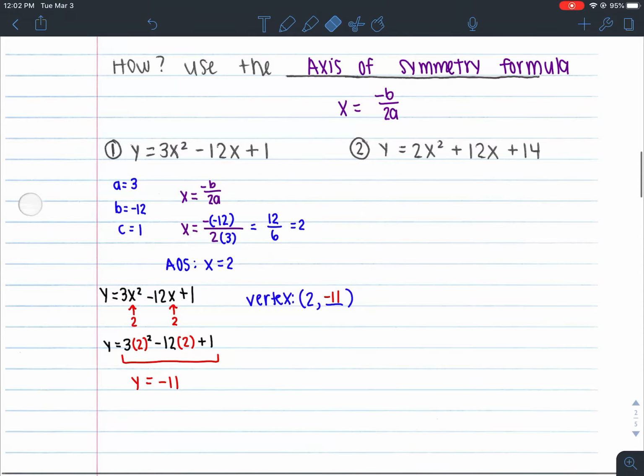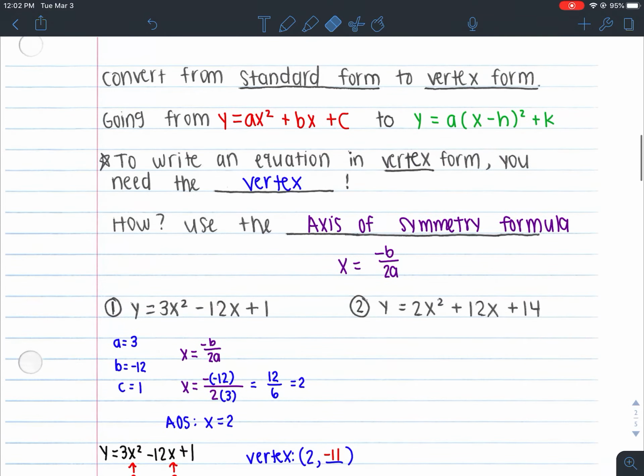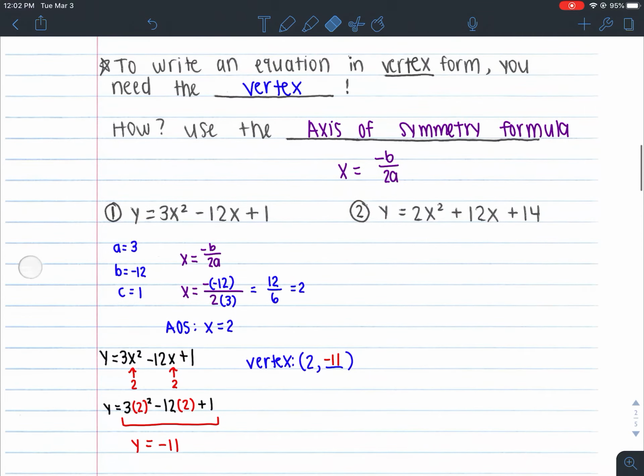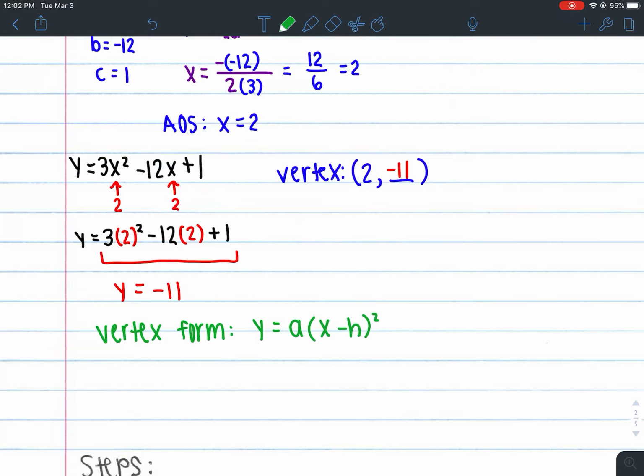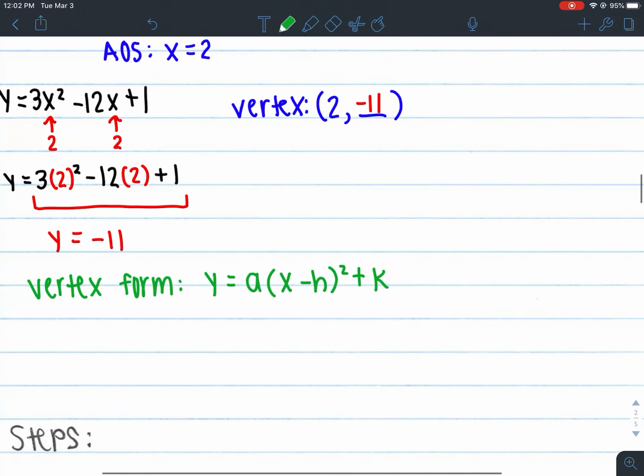But is that what they wanted me to find? Is that what the goal of this section was? No, I want to create an equation, right? I'm trying to create an equation from standard form to vertex form. Well, right now, all I have is the vertex, okay? So what is vertex form? Well, vertex form is y equals a, parentheses, x minus h squared plus k. That is vertex form.